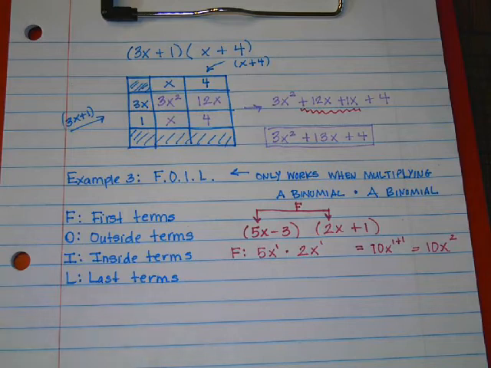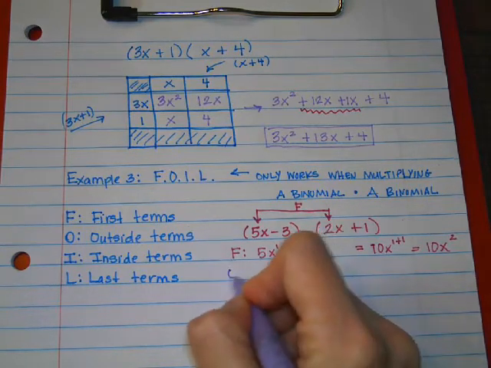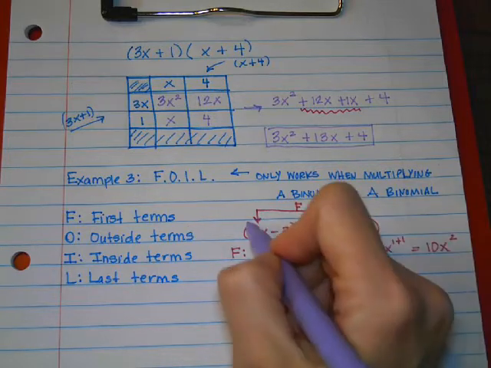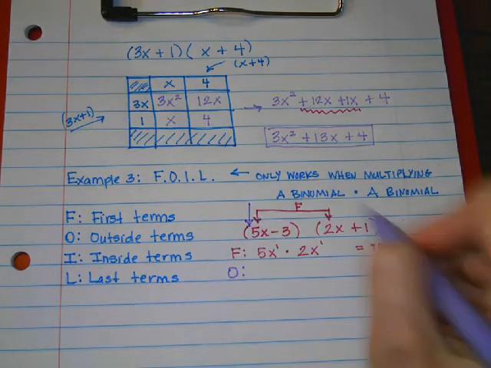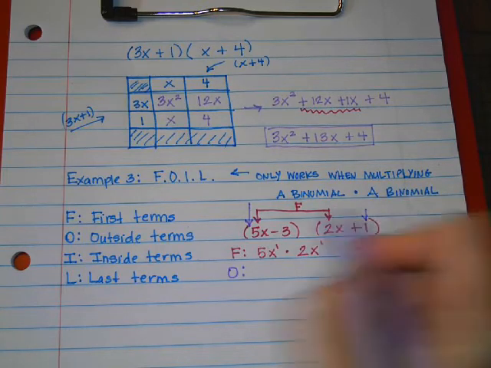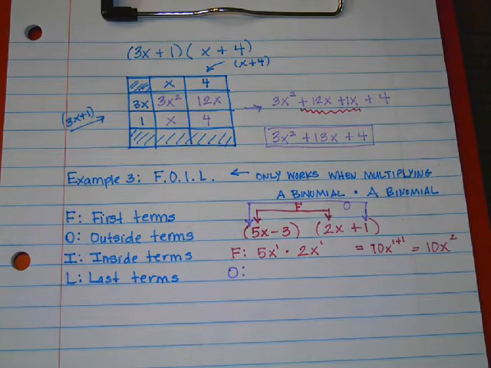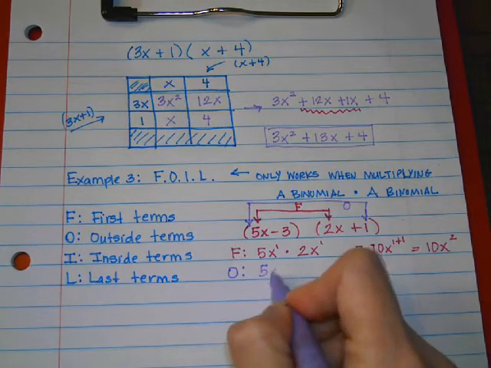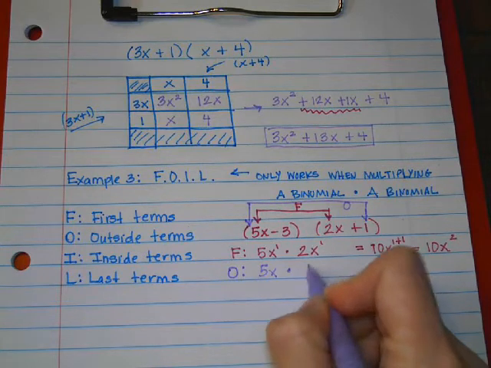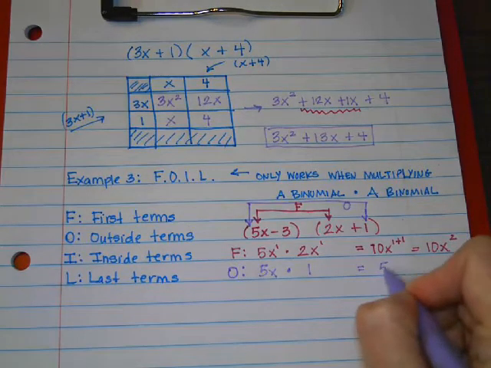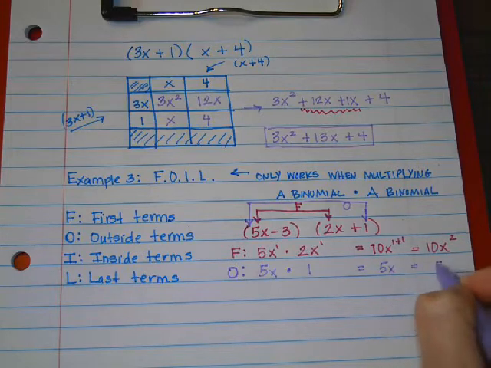All right? So the outside terms are the two on the far outside. This 5x is on the far outside, and this 1 is on the far outside. So outside terms, O, are the two on the far outsides. So that's 5x times 1. If we multiply 5x times 1, we get 5x. So let's bring that over, 5x.